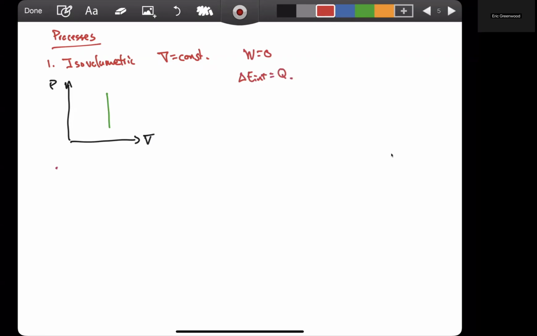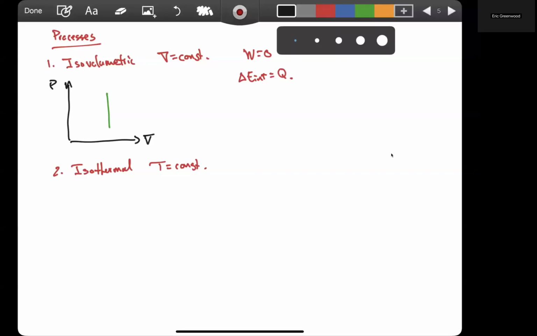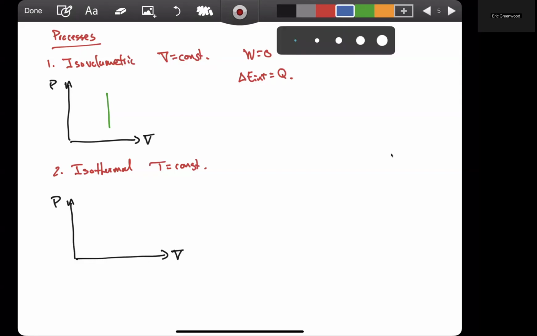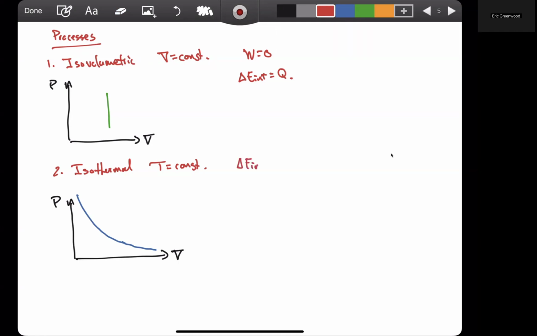Okay. Next up, we have isothermal. So isothermal is when the temperature is equal to a constant. In this case, if we look at our pressure versus volume, this is just going to be a 1 over V curve. So good. Since the temperature is constant, that means our change in internal energy is equal to zero.